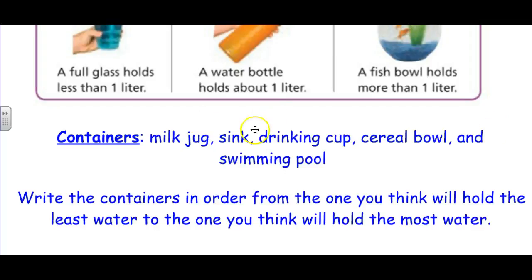So we've got a milk jug, a sink, a drinking cup, a cereal bowl, and a swimming pool. Starting with the one that would hold the least amount of water, going to the one that would hold the most amount of water, write that on your paper in order, and whenever you're ready to check and see if you have it written in the correct order, you can push play.